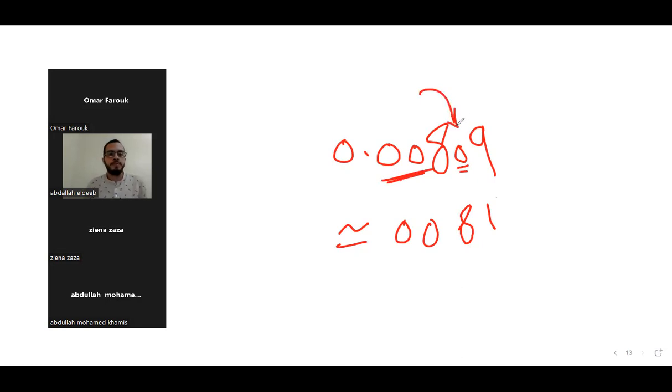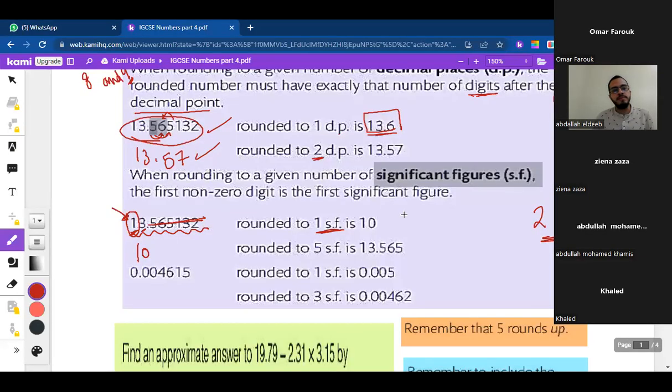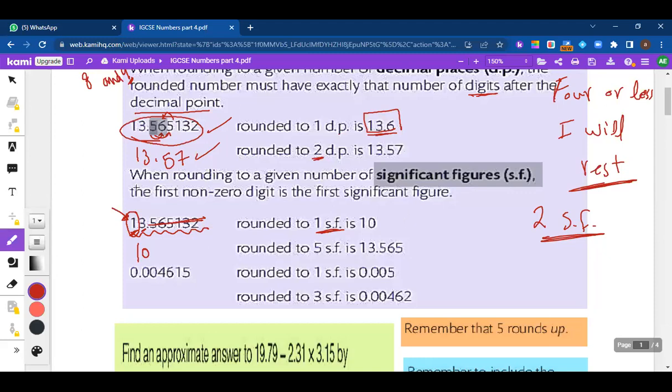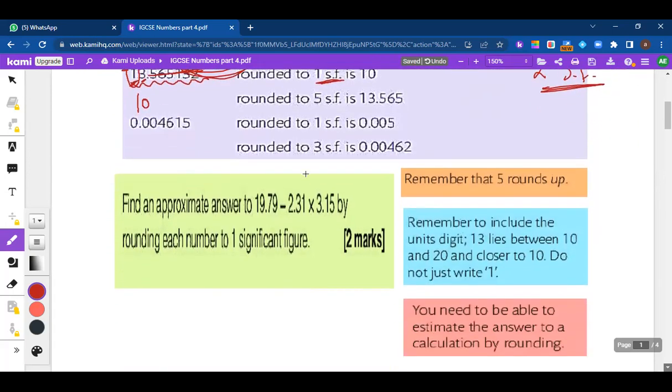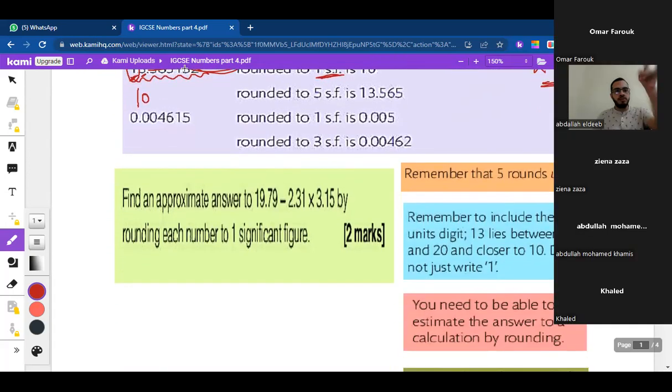So if you go back here and the notes, it's written there. When rounding to a given number of significant figures, the first non-zero digit is the first significant. Non-zero digit. I wish you understand. Guys, now it's your turn. Take 5 minutes, try to do this.